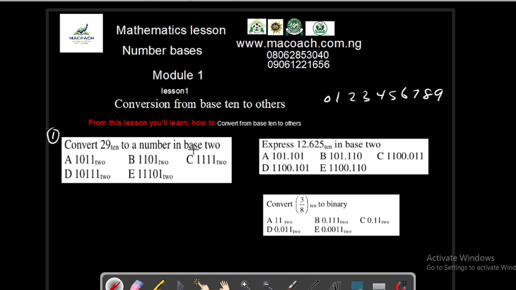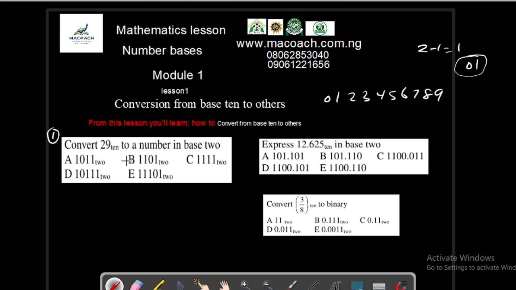Now we're talking about base 2. The highest digit you can see in base 2 is 1, because the base is 2, and when you subtract 1 from it, that is 1. What digits can you see in base 2? That is 0 and 1. We start from 0, then we have 1. So the digits you can find in base 2 are 0 and 1.